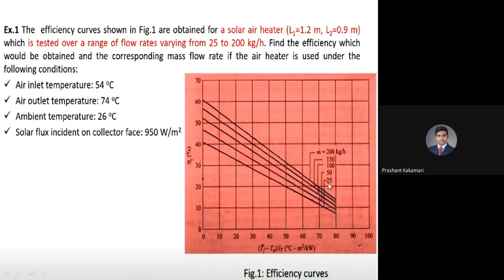In the liquid flat plate collectors, other than mass flow rate, what they have done is they have changed the different temperatures and different solar incident radiations. By that, they have found out the efficiency of the flat plate collector, which is not in the syllabus.